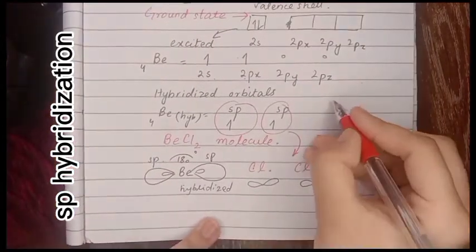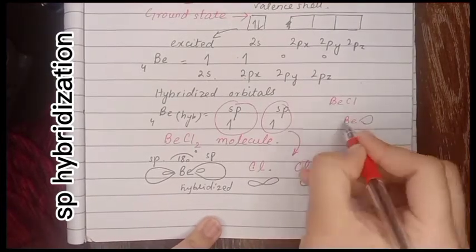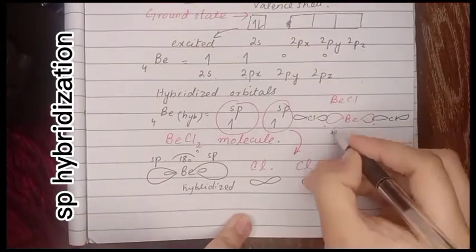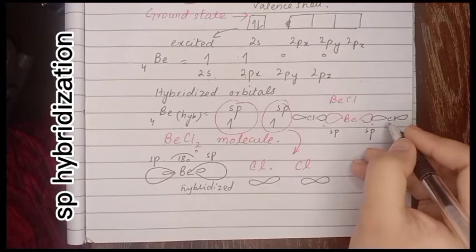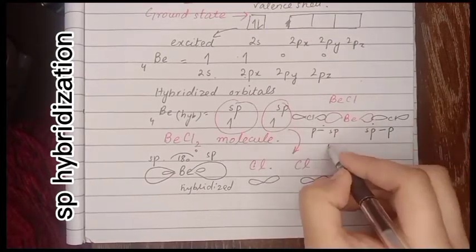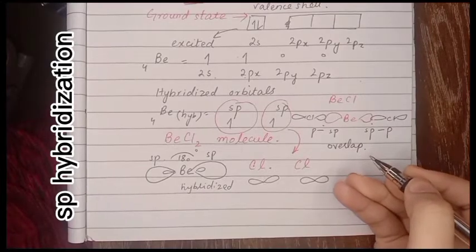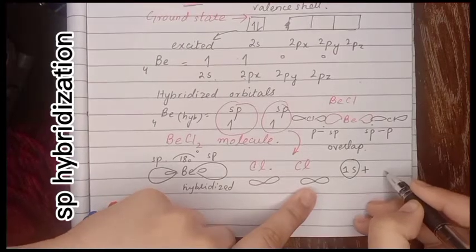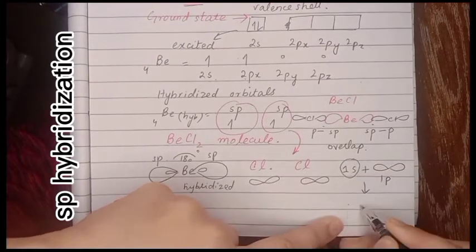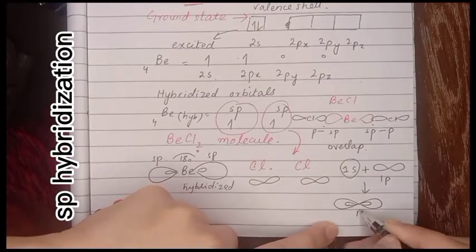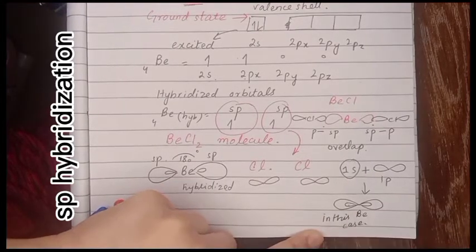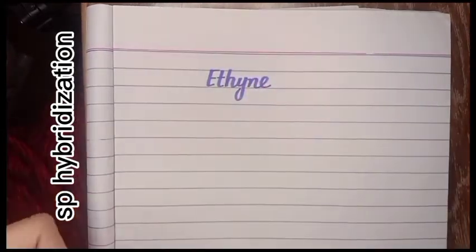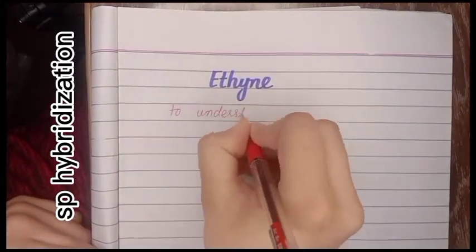So beryllium sp orbitals will overlap with the chlorine orbitals, which is the p orbital. So there is an sp-p overlap. Once again, I'm repeating this: beryllium has hybridization and then it overlaps with the p orbitals of chlorine. That means the hybridization explained here is that 1s plus 1p combines to form hybridized orbitals, which are the sp orbitals. This hybridization is also seen in ethyne.